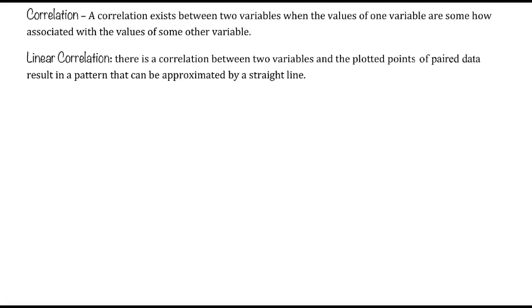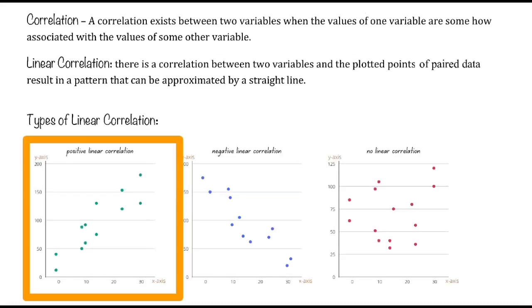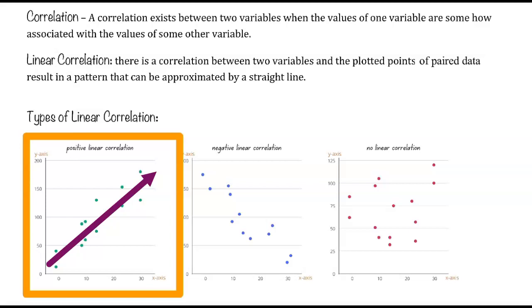There's a linear correlation between two variables when there is a correlation between the two variables and the plotted points of paired data result in a pattern that can be approximated by a straight line. We could have a positive linear correlation. That's where the straight line that can approximate the paired data increases or goes up as we move from left to right. For example, if the x-axis corresponded to age and the y-axis corresponded to the amount of money in your retirement account, you would expect a positive linear correlation.